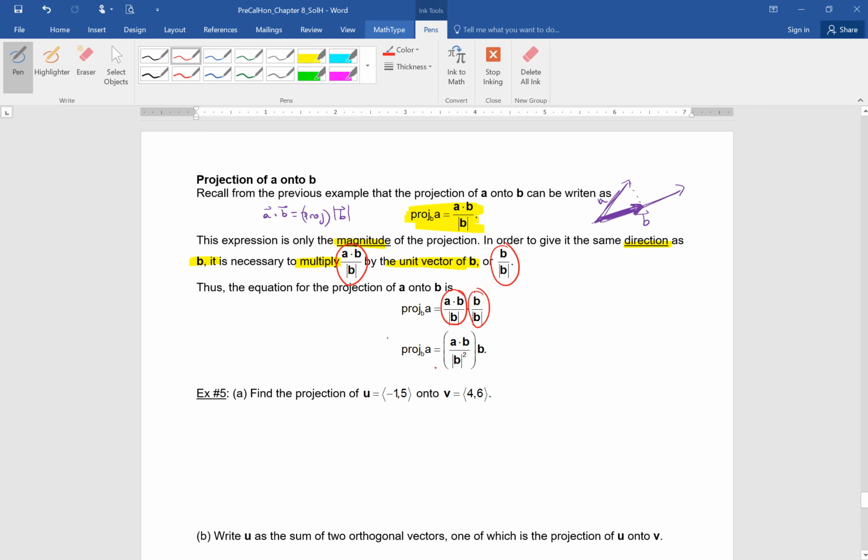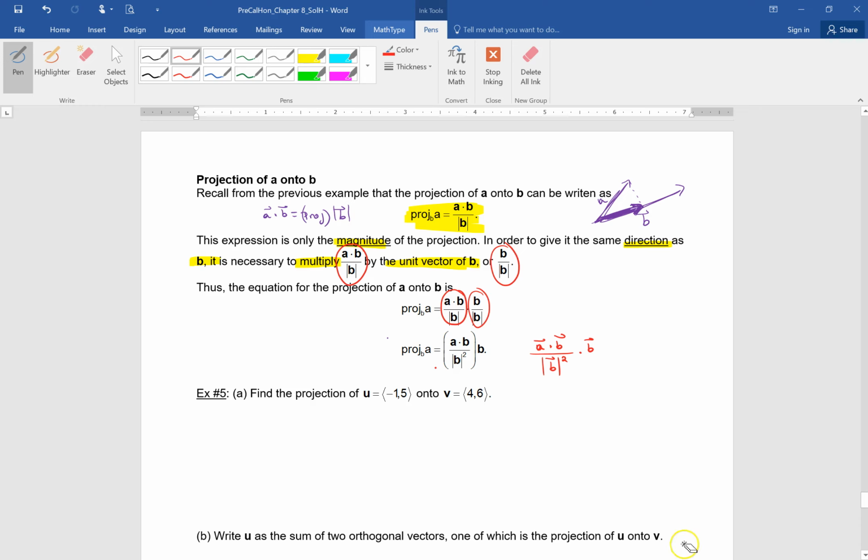And what do we have here? A dot B over magnitude times magnitude, magnitude squared, times that. So if you write that down, this is how it looks. It's A dot B over the magnitude of B squared times B.